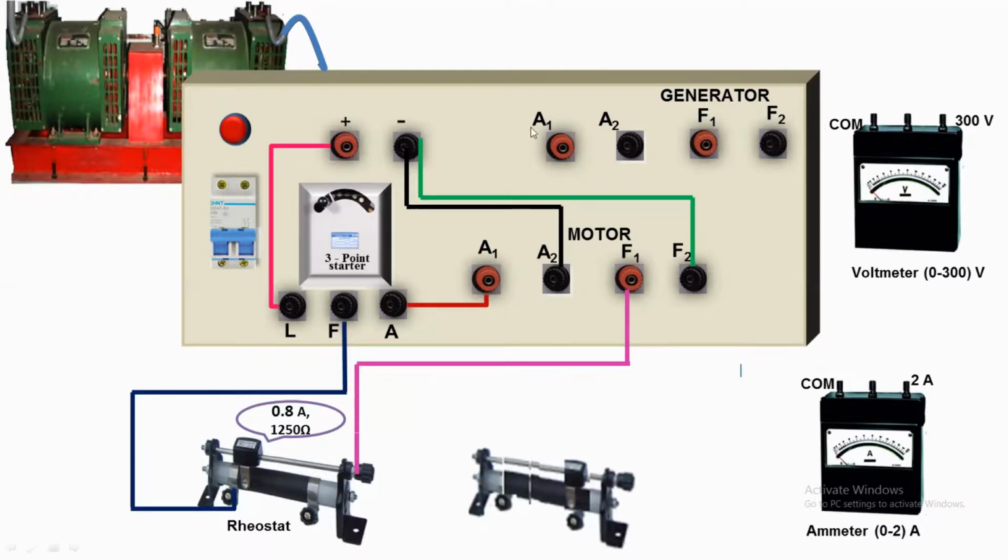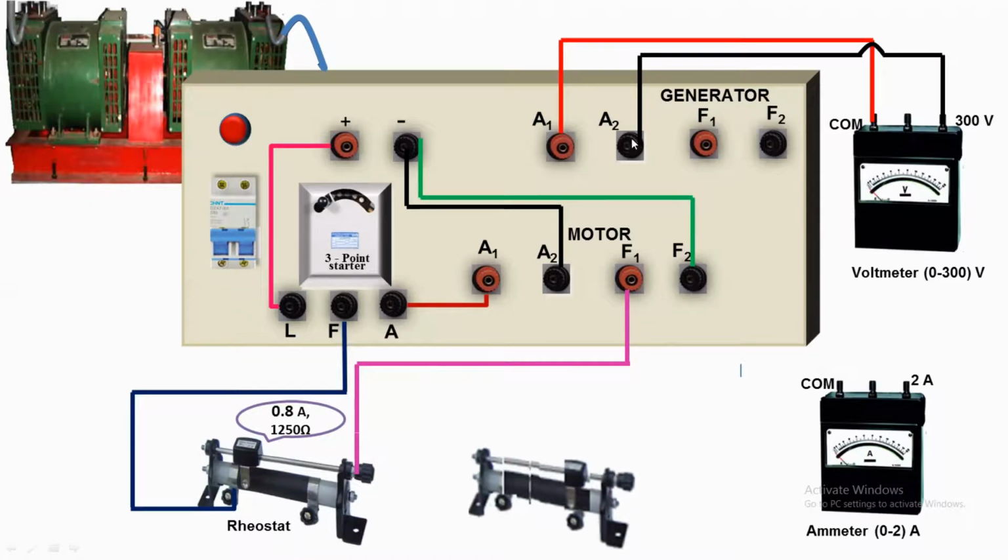Now let's see the generator connections. First of all, connect this voltmeter across the generator armature terminal. That is, the voltmeter common is connected to A1. Then voltmeter negative, that is here marked as 300 volt, is connected to A2. Now the voltmeter is connected across the armature terminal of the generator.